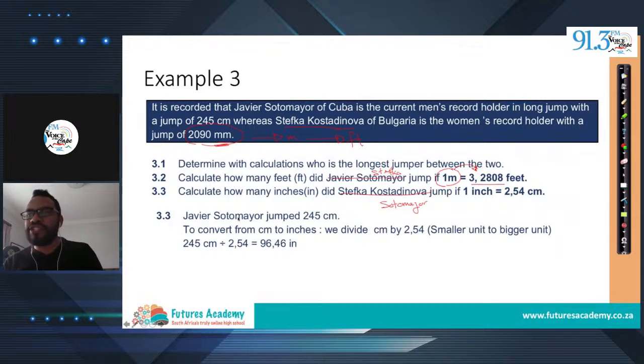Javier Sotomayor jumped 245 centimeters. To convert from centimeters to inches, we must divide. And we divide by the conversion factor of 2.54 because it's a smaller unit to a larger unit. Okay, so we're going to take 245 centimeters, write this down, engrave the neural pattern, get used to it, divided by 2.54. And if we put that in, 245 divided by 2.54, that's going to give us 96.45666, which if you round off is approximately equal to 96.46 inches.